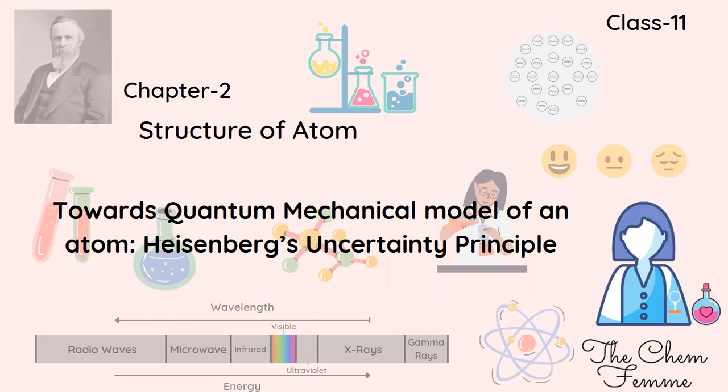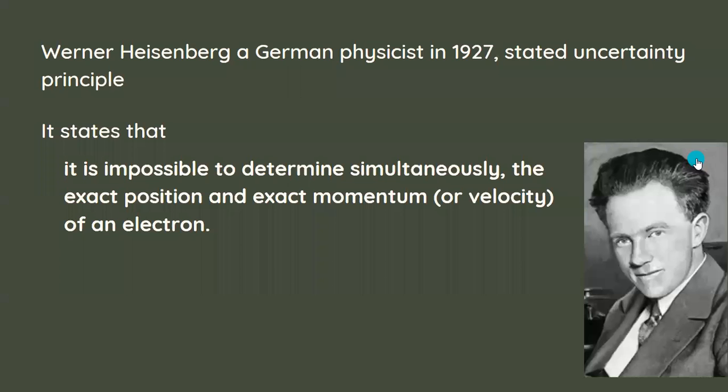In the previous video, we discussed the dual nature of matter and its in-text questions. So dual nature of matter is applicable to microscopic particles. Similarly, there was another concept called Heisenberg's uncertainty principle, which was given by Werner Heisenberg, a German physicist, in the year 1927.